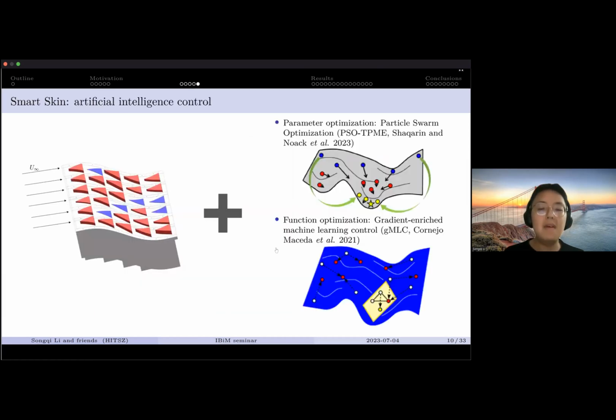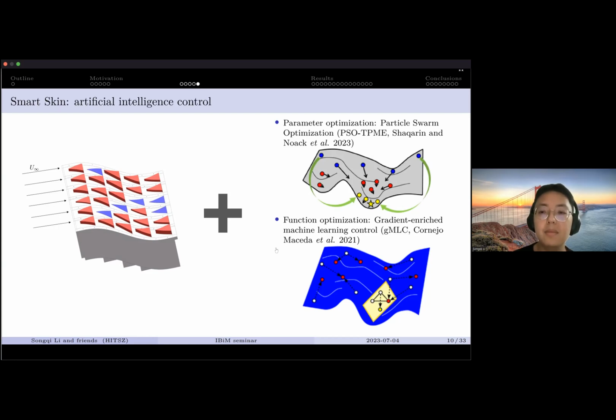Okay, so after talking about the hardware configurations, we want to combine this very carefully designed hardware with machine learning optimizers to perform very efficient flow control experiments. Here we use two different types of machine learning controllers. The first one is parameter optimization. This is on the open loop side, which means I turn the flow control problem into a parameter optimization problem, and with this I use particle swarm optimization.